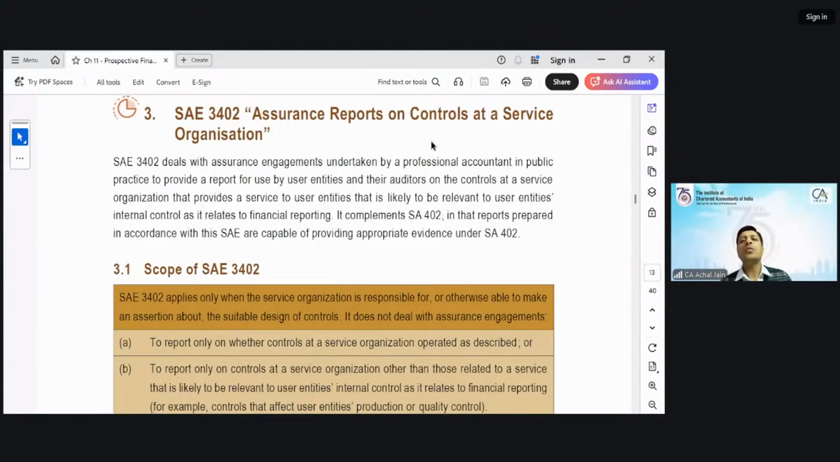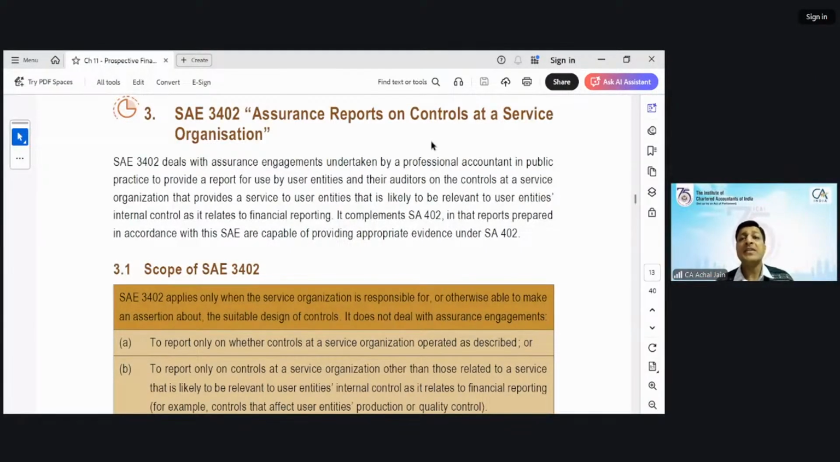Yes, sir. Now when we talk about assurance reports on controls at a service organization, we are talking about that service organization, which is required by whom? The auditor of the user entity. Earlier we were looking at it from the perspective of the user entity, or the auditor of the user entity, and we discussed that something will be provided by the service organization or its auditor. Now the different perspective is what we are going to look at. This standard deals with assurance engagements undertaken by a professional accountant in public practice to provide a report for use by user entities and their auditors.